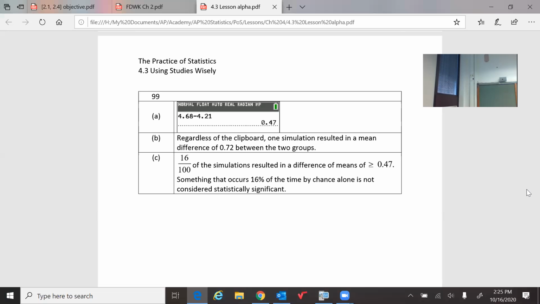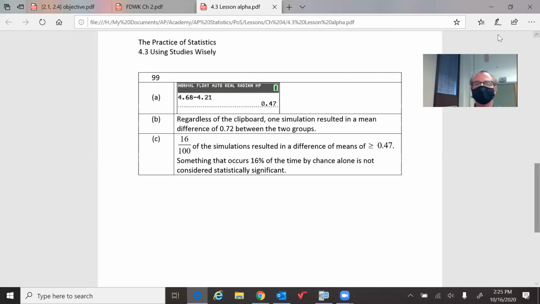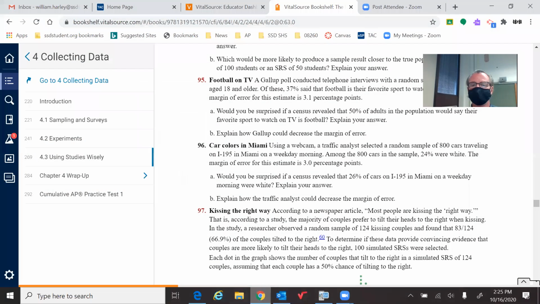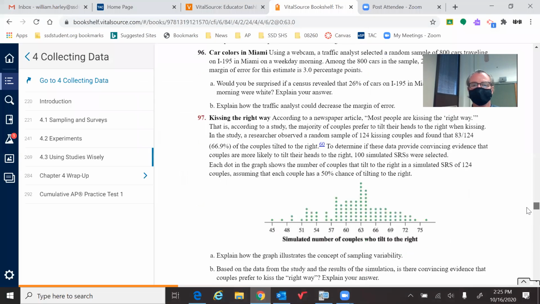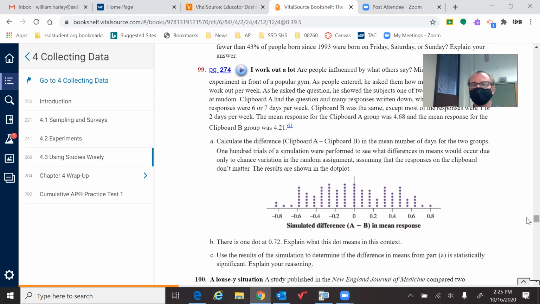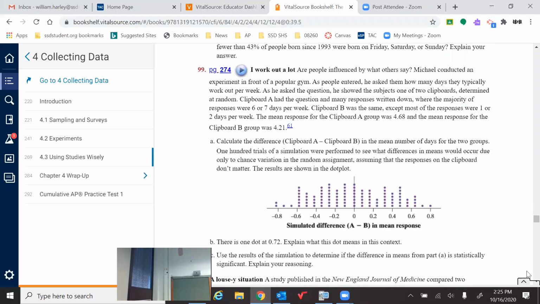Here's how far apart they were. Now there's a dot plot there. What does that mean? Well, when we go to this question here, for 99, there's one dot above 72 hundredths. You see it right here. So that's what happened in the one simulation. That was the difference.